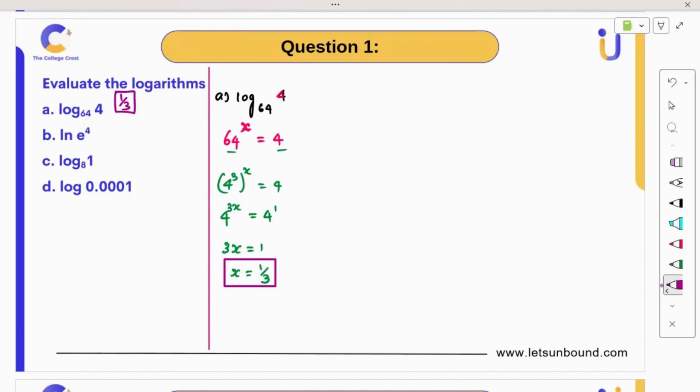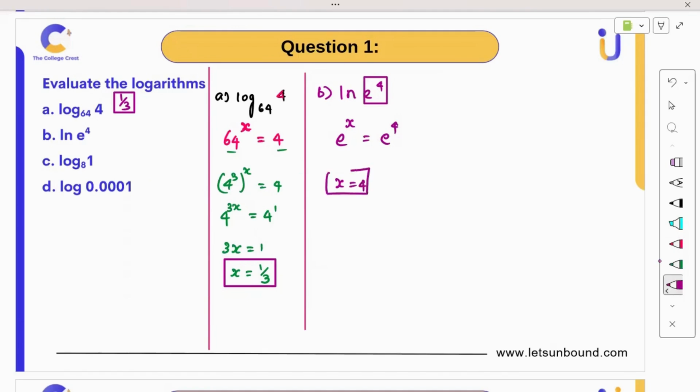1/3. Right? And next, this is the easiest one, but let me explain this. ln e power 4. What is the base of ln e? E power something will give you this input. Your input is e power 4. Super easy. So e power x equal to e power 4 means x is equal to 4. You just take the exponent.